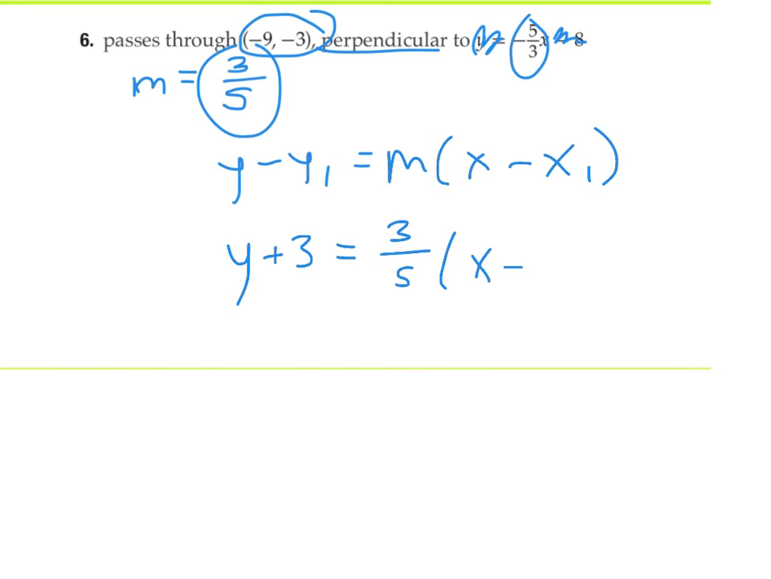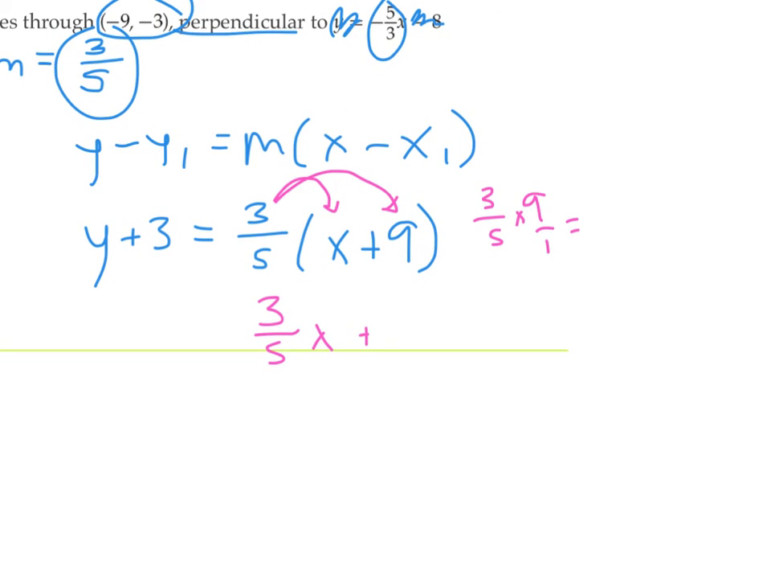Negative 9. So this minus a negative becomes a plus 9. Now how do we get it into slope-intercept form? Distribute the 3/5 into the x and the 9. Perfect. Distribute the 3/5. So we have 3/5 x plus, here we have 9 times 3/5. So we multiply our tops together and multiply the bottoms together. So this is 27 over 5.